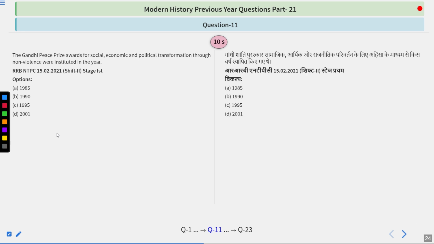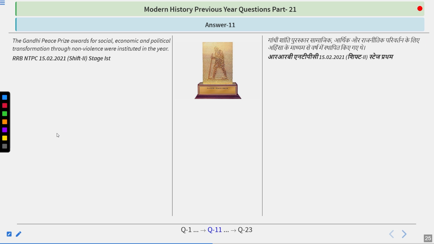The Gandhi Peace Prize Award for Social, Economic, and Political Transformation through Non-Violence was instituted in the year? Options are 1985, 1990, 1995, or 2001. Think about it. And once again, I guess the answer you are looking for is quite right because the answer is 1995. So the Gandhi Peace Prize Award was instituted in the year 1995.